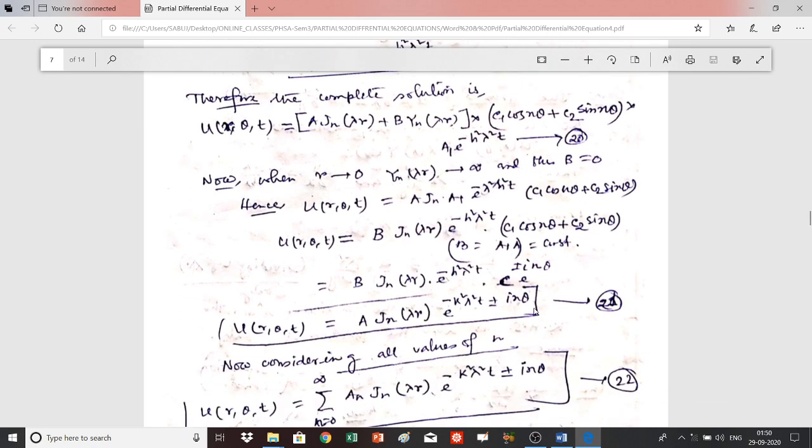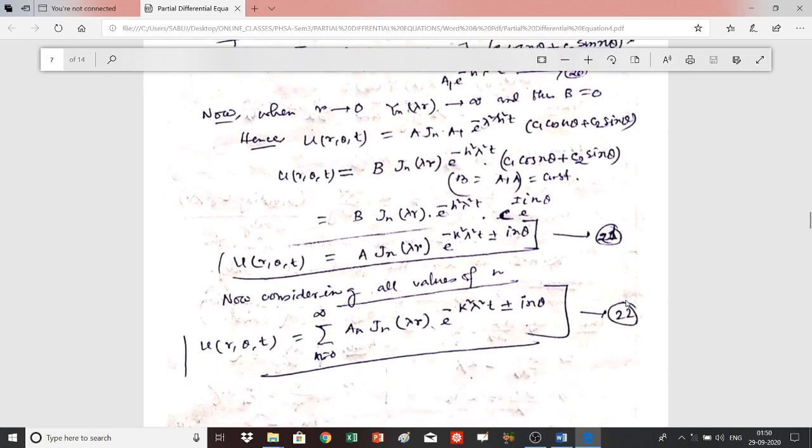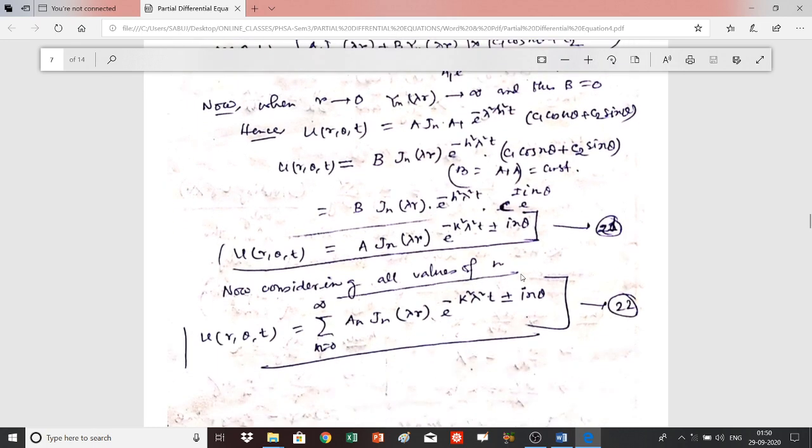And then from here you can finally write u(r,θ,t) is equal to a Jn(λr) e to the power minus h square λ square t plus minus i nθ. This is equation number 21. So now considering all values of n, the complete solution takes the form u(r,θ,t) is equal to the sum from n equal to 0 to infinity of a_n Jn(λr) e to the minus k square λ square t plus minus i nθ.